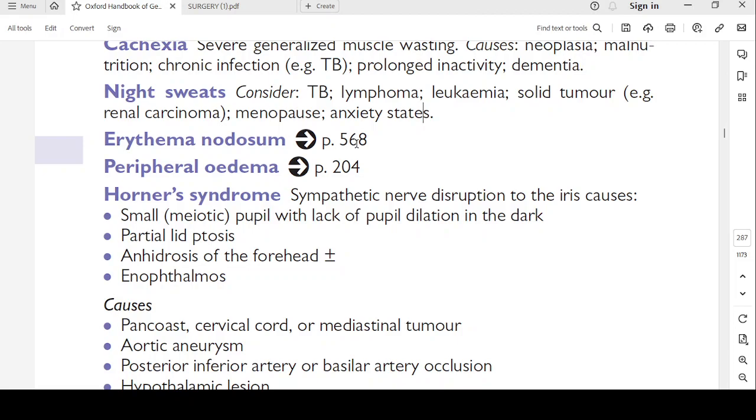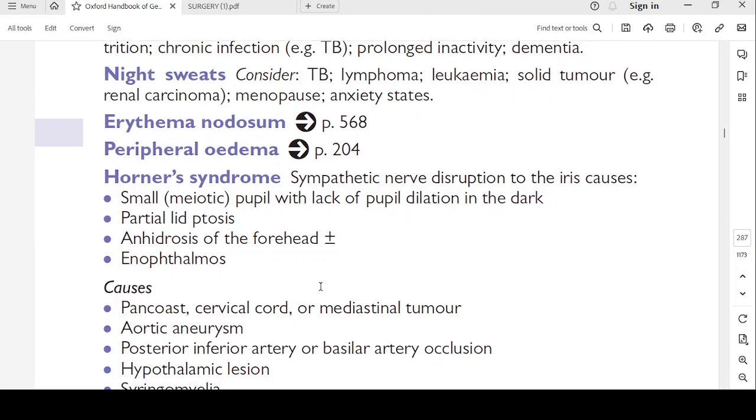Erythema nodosum 568, peripheral edema 204, Horner syndrome. Sympathetic nerve disruption to the iris causes a small miotic pupil with lack of pupillary dilatation in the dark, partial lid ptosis, and anhidrosis of the forehead, plus or minus enophthalmos, which may be present or not present.